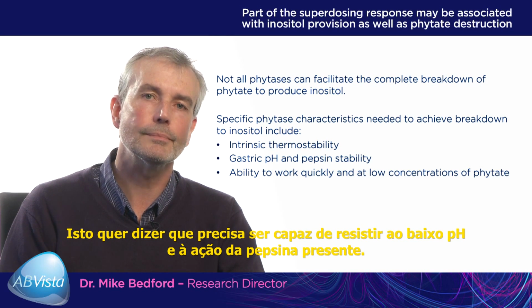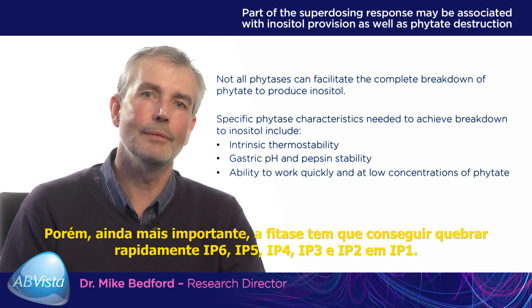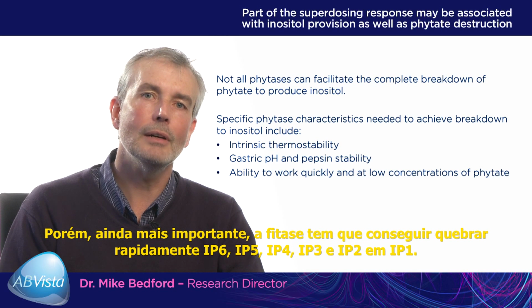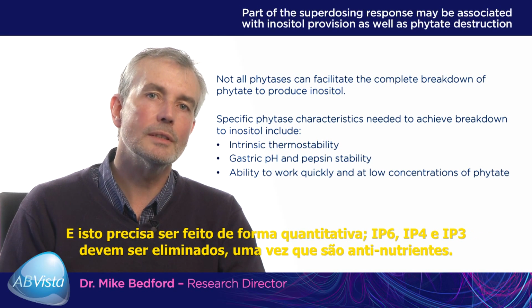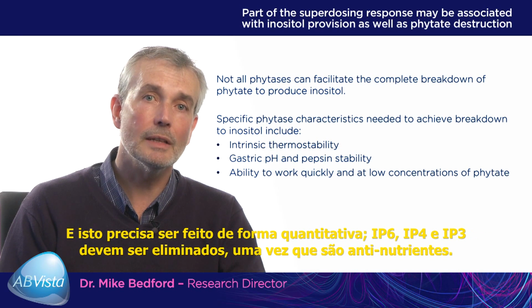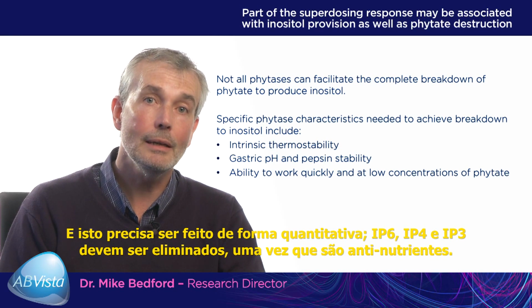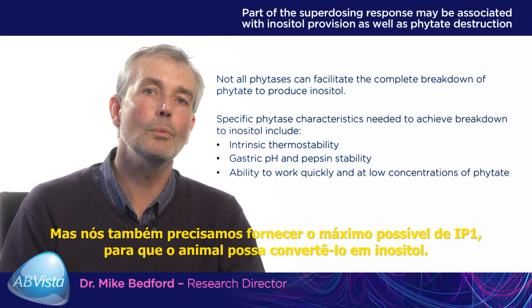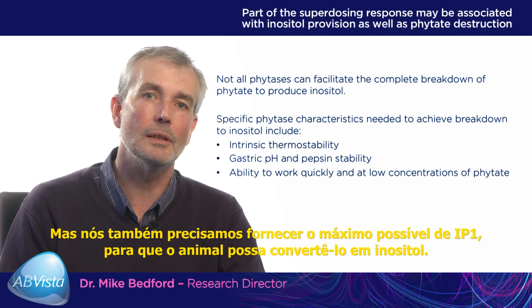Most importantly, however, the phytase has to be able to break down IP6, IP5, IP4, IP3 and IP2 all the way down to IP1 very rapidly indeed. And this has to be done in a quantitative manner. We have to get rid of most of the IP6, 5, 4, 3 since these are anti-nutrients, but we also have to provide as much IP1 as possible so that the animal can break that down and produce the inositol, which is the subject of this series.